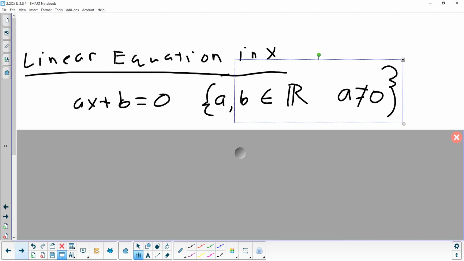Because if a was 0, then that would happen. And if you do that, now you've wiped out the x. That's now called a constant equation. That's not a linear equation. A linear equation has to have an x in it, with a slope that's not 0.